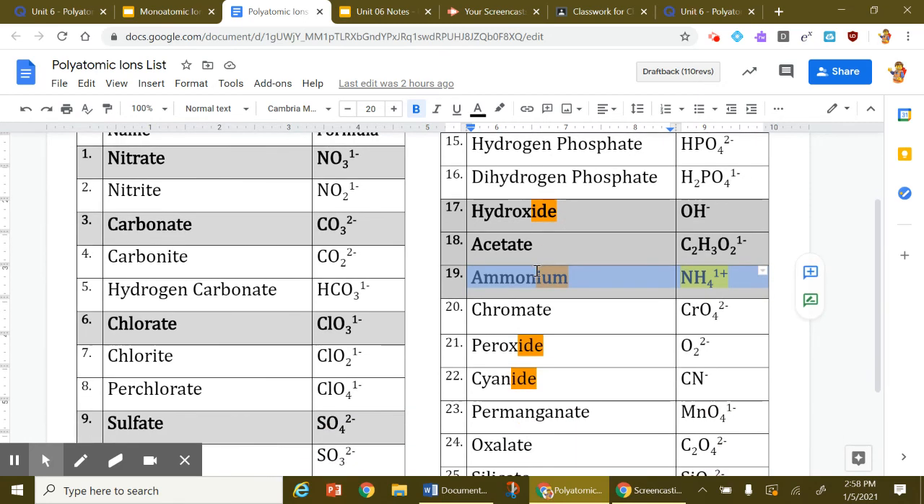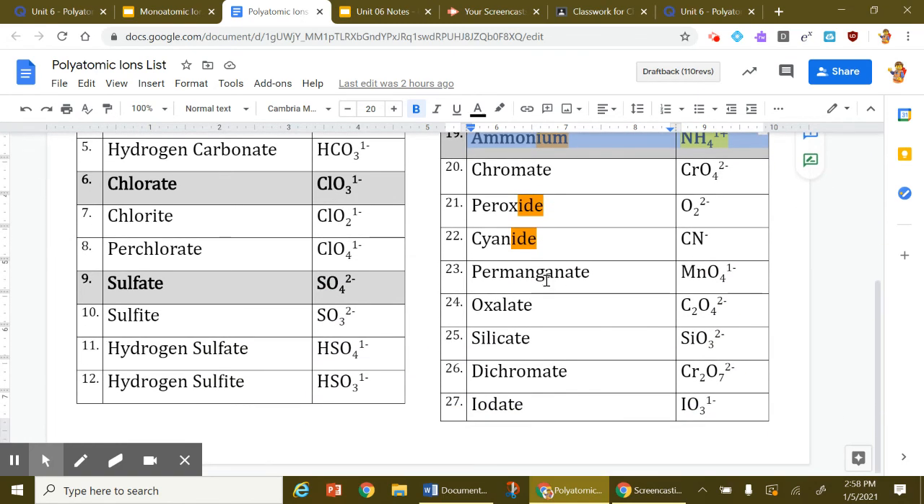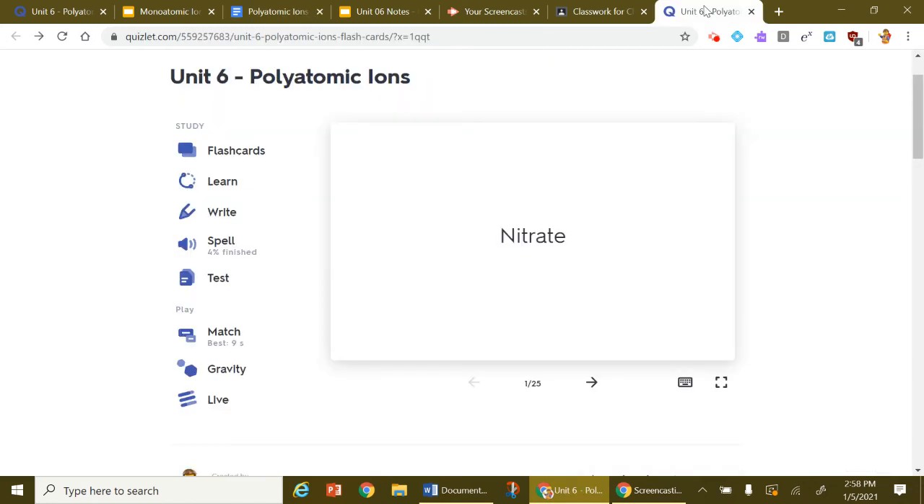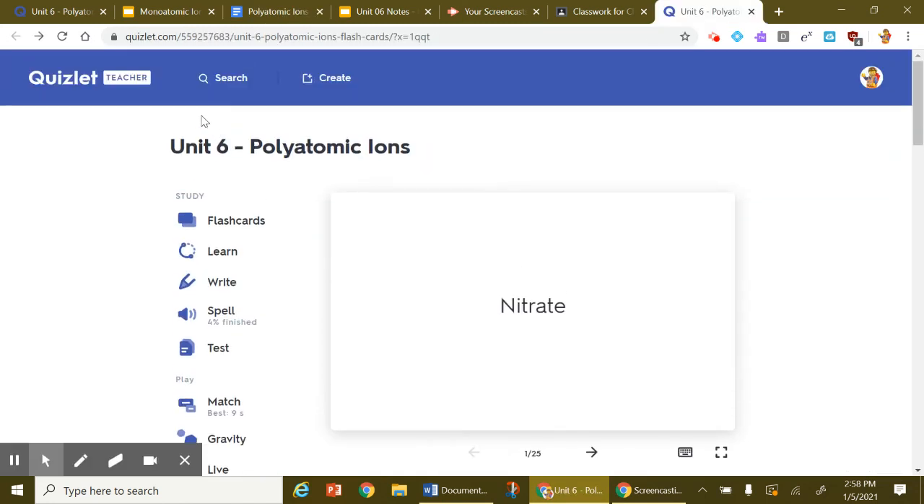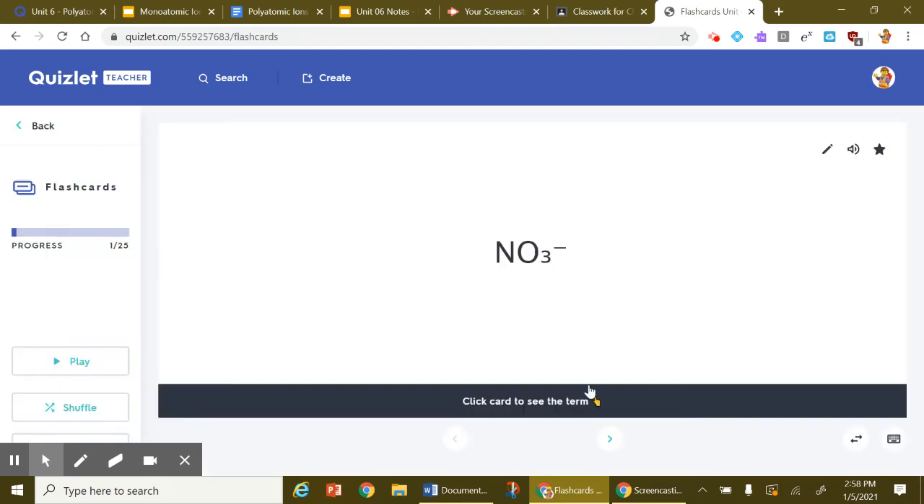So your activity today is to just become familiar with this list. Other classes are making the students write out flashcards on paper. I'm not asking you to do that. I have this polyatomic ion Quizlet that I just uploaded. And I want you to do a few things. I want you to run through the flashcards here. Try and become familiar with the names of these polyatomics.